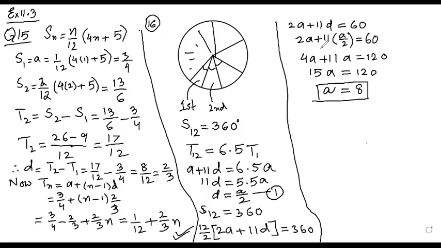Okay. So what is a? A is the smallest one, this one, the first one. So that is why a, this should be in degrees, and this is the answer for question number 16.